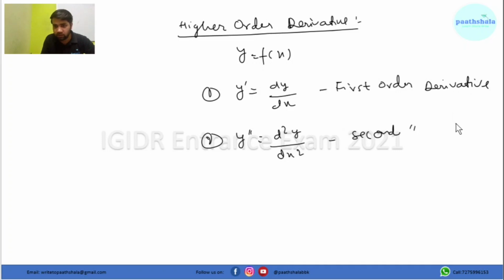Okay, moving ahead, if I again differentiate the second derivative with respect to x, we'll get the third order derivative, that is d3y by dx3.